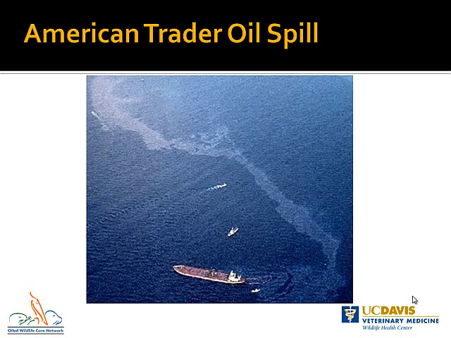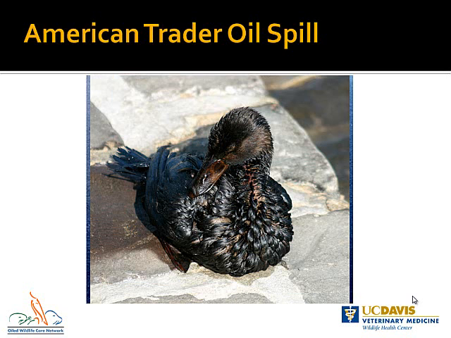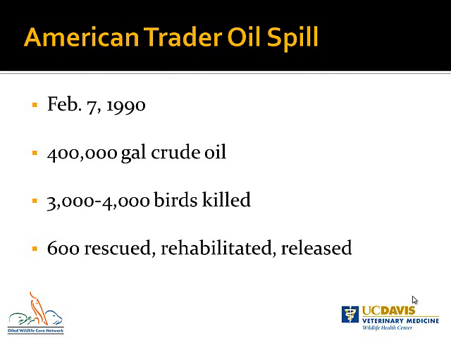So this was a single hull oil tanker that actually ran over its own anchor on February 7th, 1990, and it spilled 400,000 gallons of crude into the ocean near Huntington Beach, so not too far from here. 3,000 to 4,000 birds were killed, and 600 birds were rescued, rehabilitated, and eventually released.